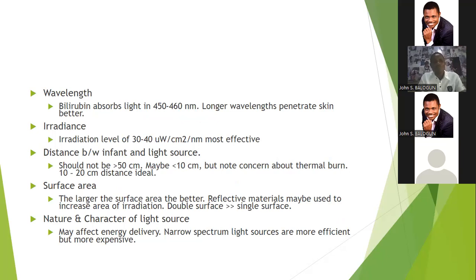Now, there's something we call intensive phototherapy. Intensive phototherapy is a form of phototherapy in which you deliver a high irradiance of phototherapy, so that it can help to do all those conversions, photooxidation and photoisomerization, very effectively and very quickly. Now, when we're talking about phototherapy, we talk about the wavelength, the irradiance, the distance between the baby and the light source, the surface area that is exposed to the light, and then the nature and the character of the light. You need to understand all of this very well because they are exam questions, actually.